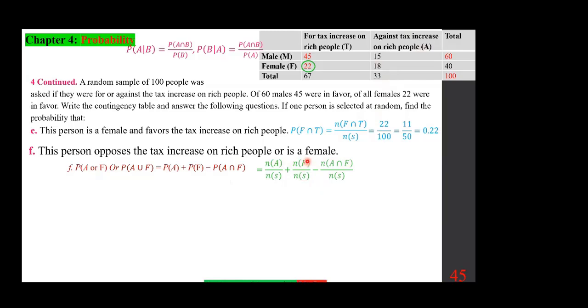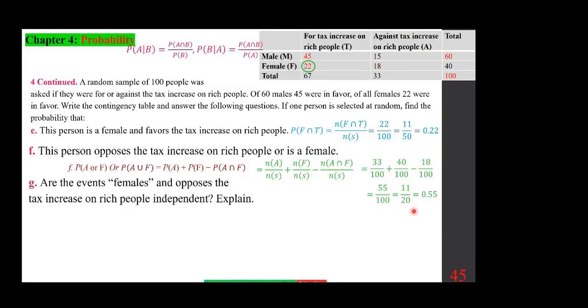N of F, you find the F, total of 40. You add them up, but remember, their intersection has been accounted for two times, and you have to take it out. 18 is a part of both. Therefore, you take it out, and the answer is 11 over 20. 55 over 100 must be reduced to 11 over 20.